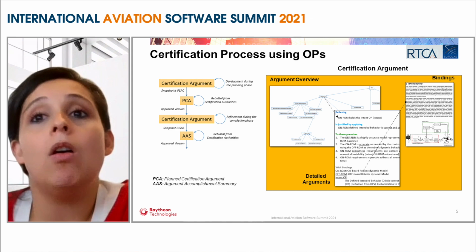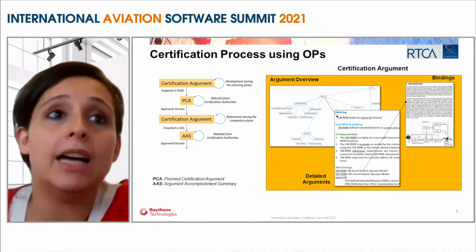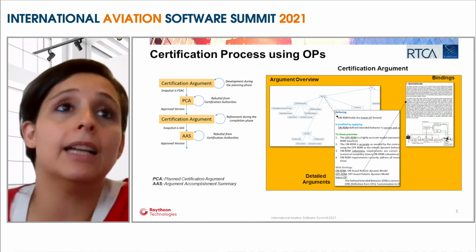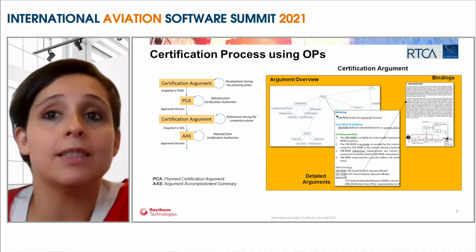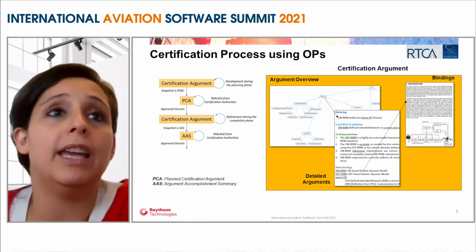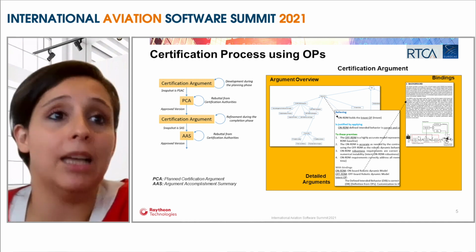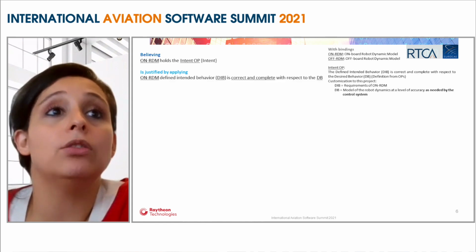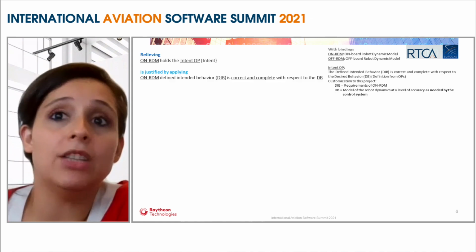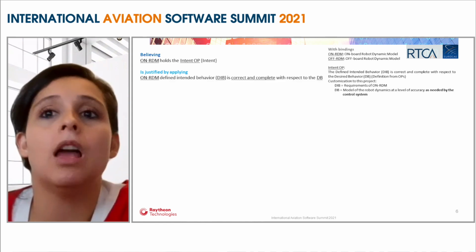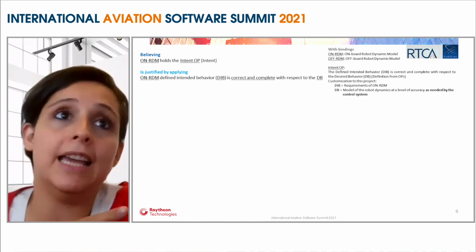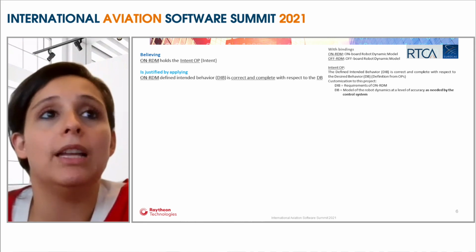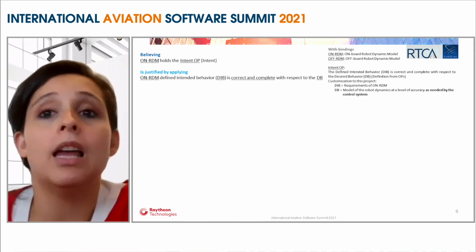PCA. So now, once the execution phase is done, again, you will take a snapshot of the argument and tie it together with the SAS. And that argument we call the AAS, the argument accomplishment summary. Due to timing limitations, I will only explain two top-level arguments, the one from intent and the one on innocuity. So let's start here with intent.